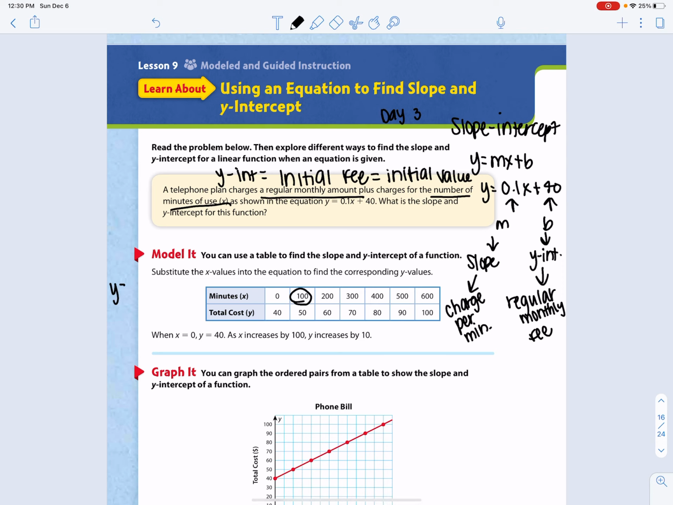So we have y equals 0.1 times 100 plus 40. Well, 0.1 times 100 is 10, plus 40 is 50. So when our x equaled 100, our y actually did equal 50. So yes, it's fine.